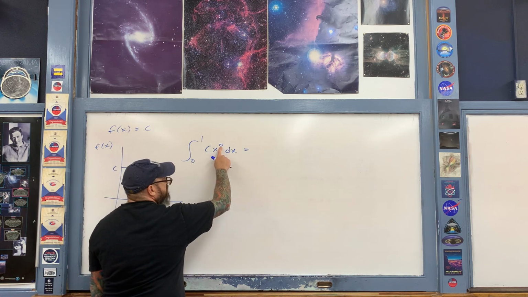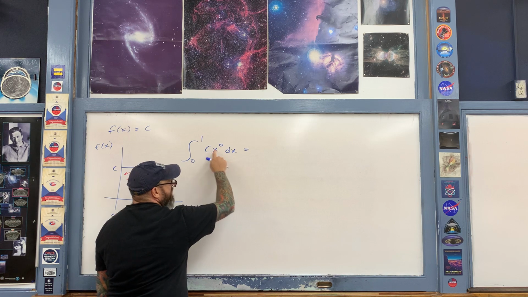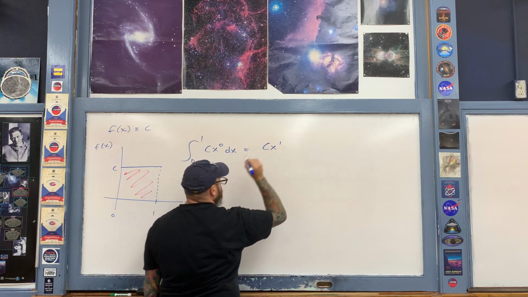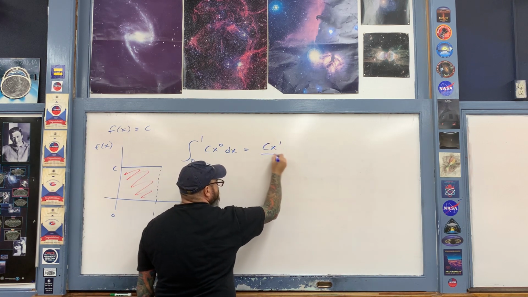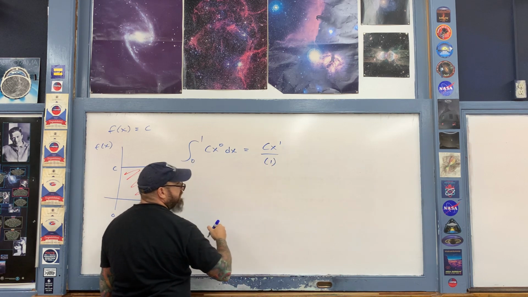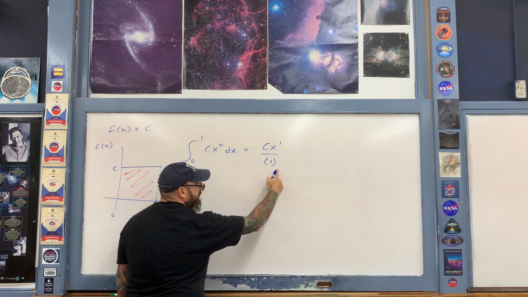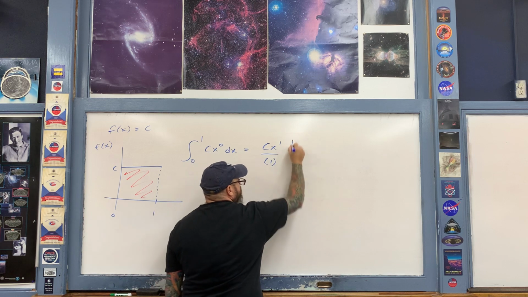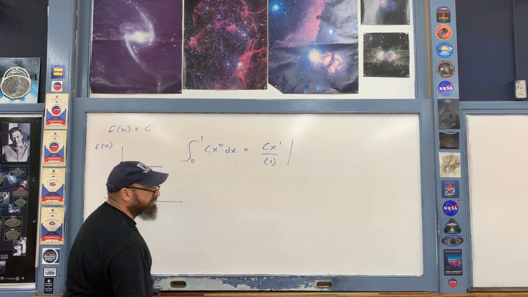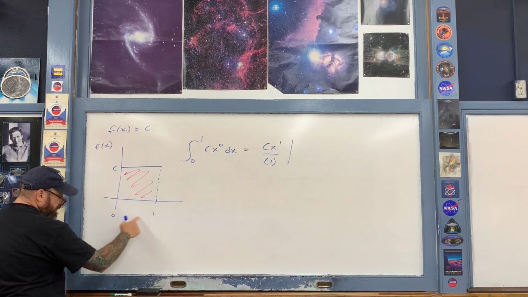Okay, now we then find the antiderivative by doing the following. We now take the value of the exponent and we increase it by 1, like so. And then we take that new exponent and we place it in the denominator. This right here is the antiderivative. And then we evaluate this, once again, that's what this vertical line means, between 0 and 1.